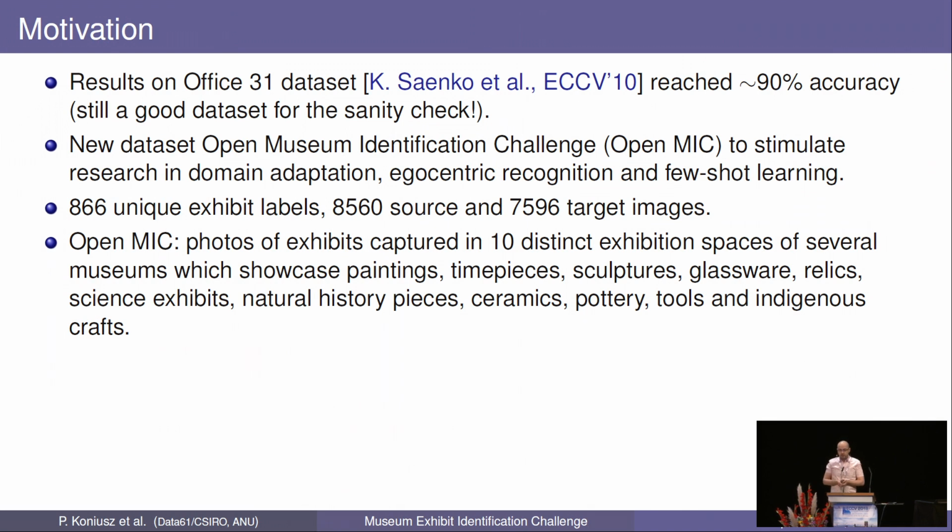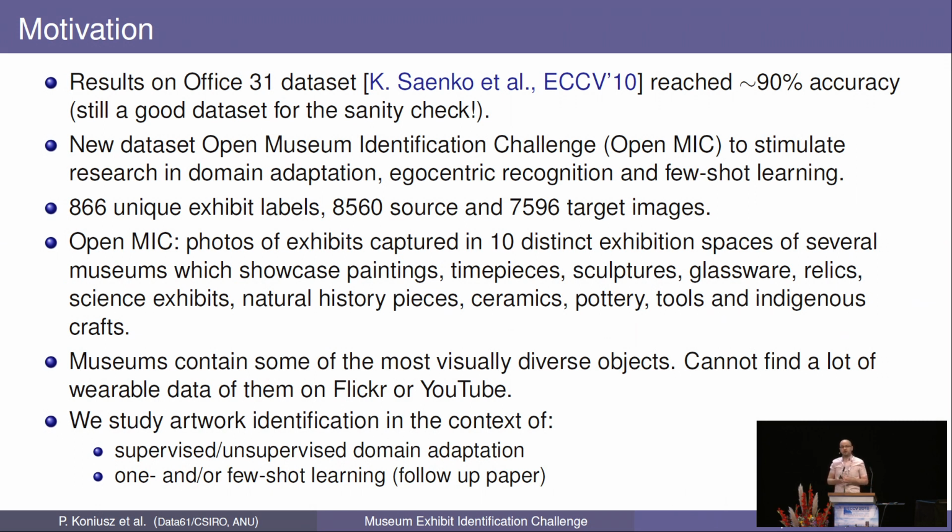So to motivate this work, the results on the Office 31 dataset, which is typically used for domain adaptation, have reached 90% accuracy. So we thought that we would like to give the community a challenge, and we propose the Open Museum Identification Dataset to stimulate research in egocentric recognition, few-shot learning, and domain adaptation. We have collected 866 unique exhibit labels, around 8,000 source and target images, and OpenMIC exhibits photos of paintings, timepieces, sculptures, glassware, and so on. Museums contain some of the most visually diverse objects, and it's really hard to find such data on Flickr or YouTube from wearable cameras.